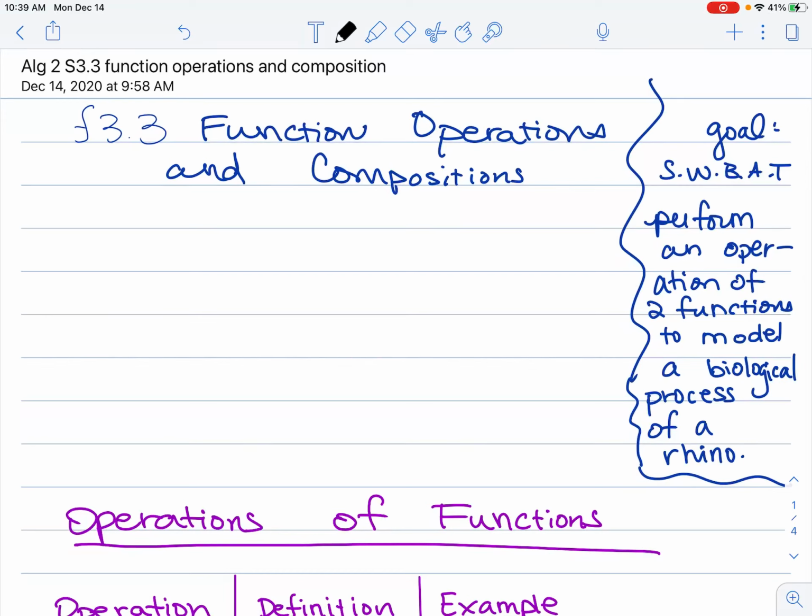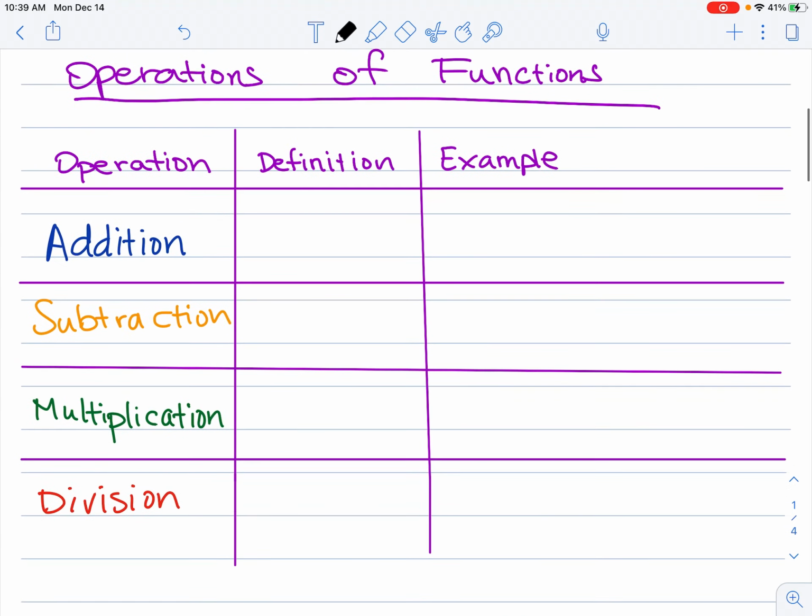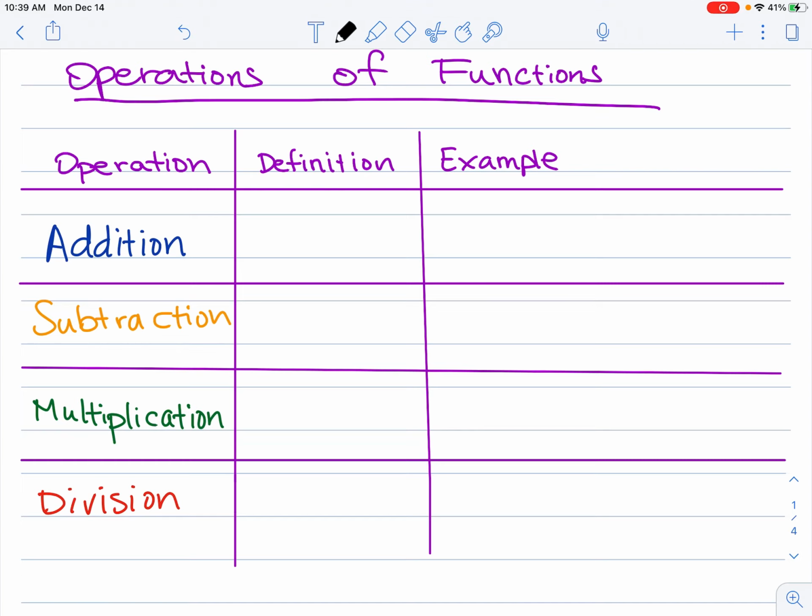Hey everybody, we're back and we're starting section 3 of chapter 3 today. We're talking about function operations and compositions. And our goal today is to perform an operation of two functions to model a biological process of a rhino. We'll do that at the end. So let's still go ahead and talk about our operations of functions.